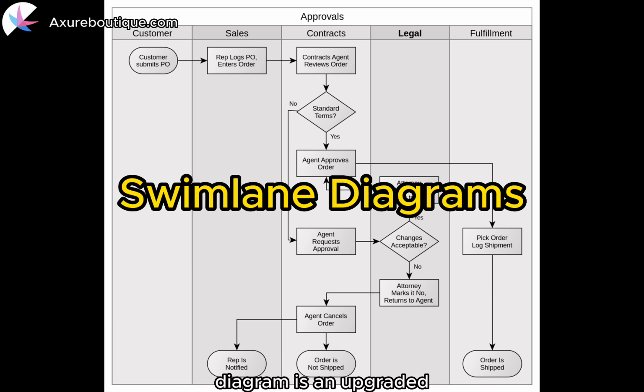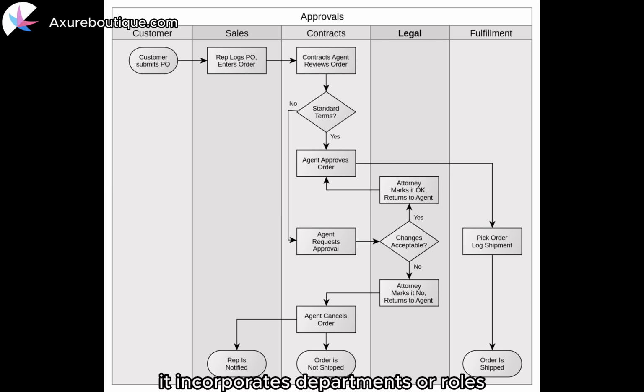A swimlane diagram is an upgraded version of a flowchart. It incorporates departments or roles, where each swim lane represents a department, facilitating logical analysis and collaboration across departments. In particular, for B2B products, there may be a need for collaboration among multiple departments or roles. By placing these departments or roles in swim lanes, we can gain a clear understanding of how they interact with each other.